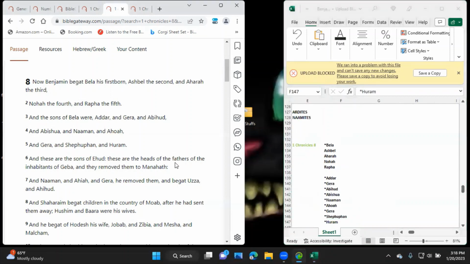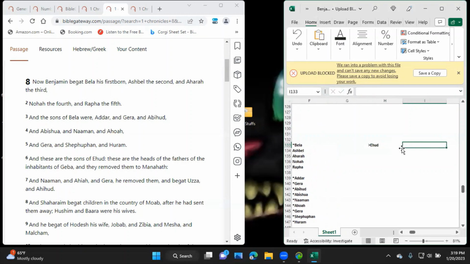Jumping to verse 6, and these are the sons of Ehud. Well, we're going to mark Ehud this way. These are the heads of the fathers of the inhabitants of Geba, and they removed them to Manahath. I'm going to make note of that, because I believe it comes up later in the Bible. Still doing research on that part.